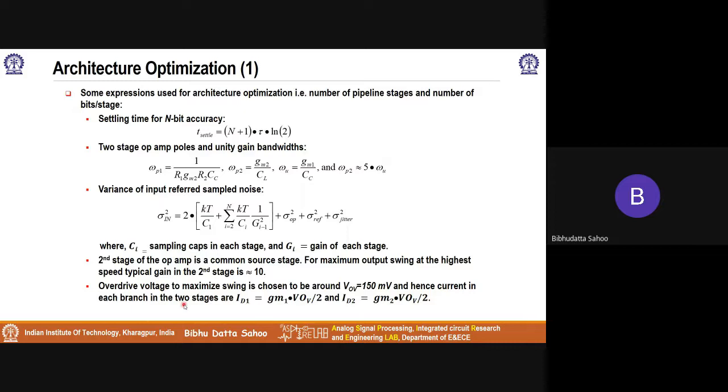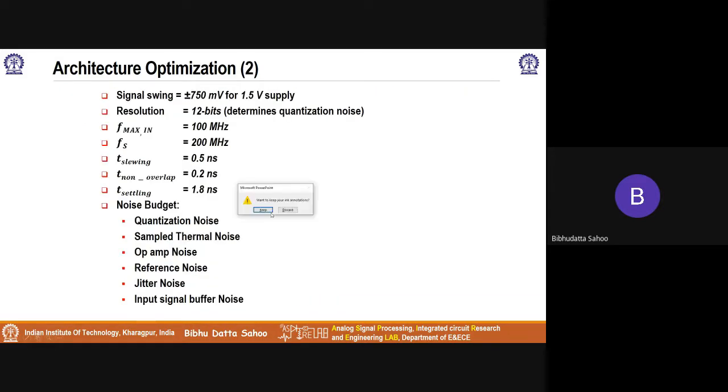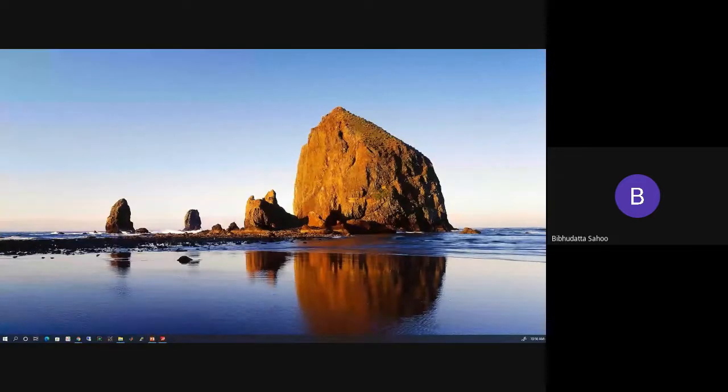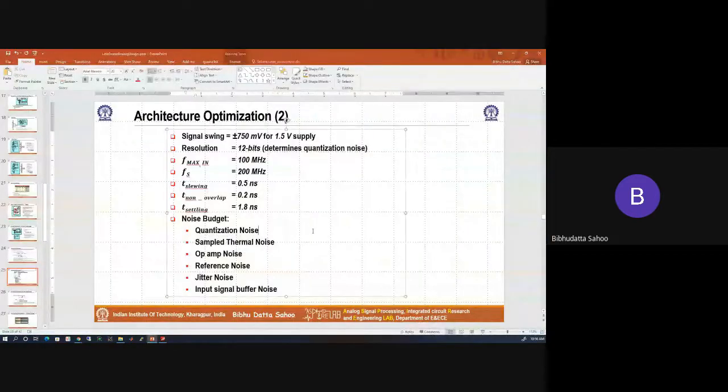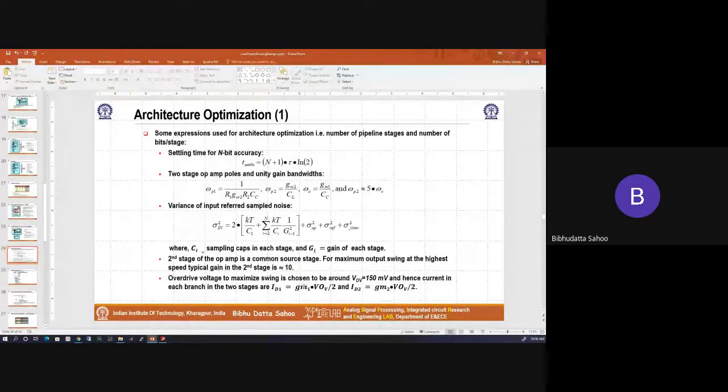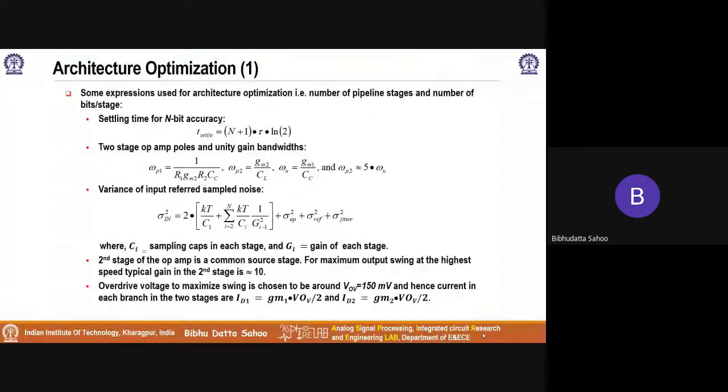And the current in each branch of the 2 stages: ID1 is given by GM1 times the overdrive voltage by 2. Let me correct this, because there is a typo and it didn't come in as a subscript. And ID2 is GM2 times the overdrive voltage by 2. This is the basic expression of a long channel, square law device.